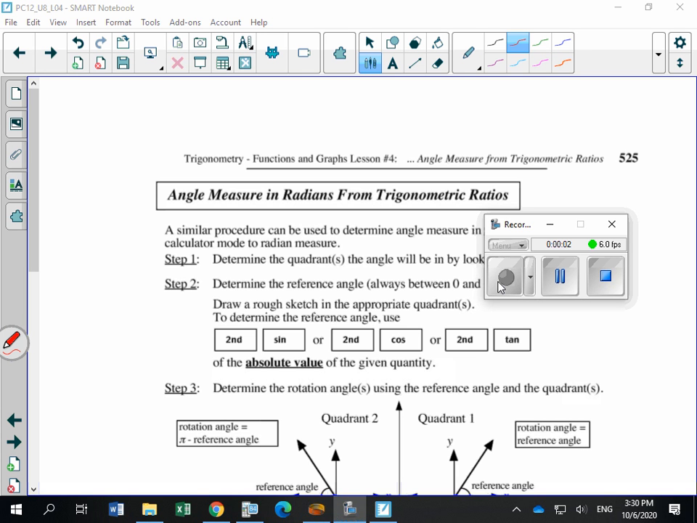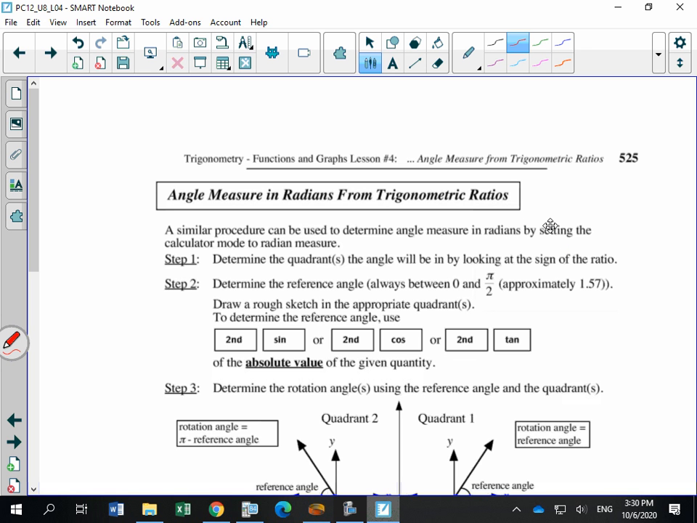This video is going to be part 2 of lesson 4. In part 1 of lesson 4, we were calculating angle measures. In this part, we're going to be doing the exact same thing. We're going to be calculating angle measures, except we're going to be doing 2 class examples where we're dealing with radians instead of degrees. So we're going to do the exact same steps, but we're going to be in radians.